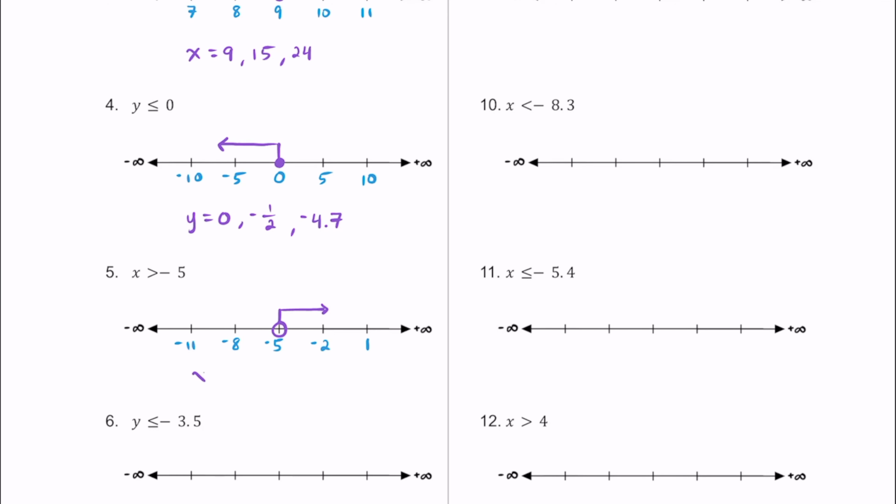5. So x could be equal to something like negative 4.5, right? That's greater than it. You could also say something like negative 2.1. You could also say something like 0, because that's bigger than negative 5.